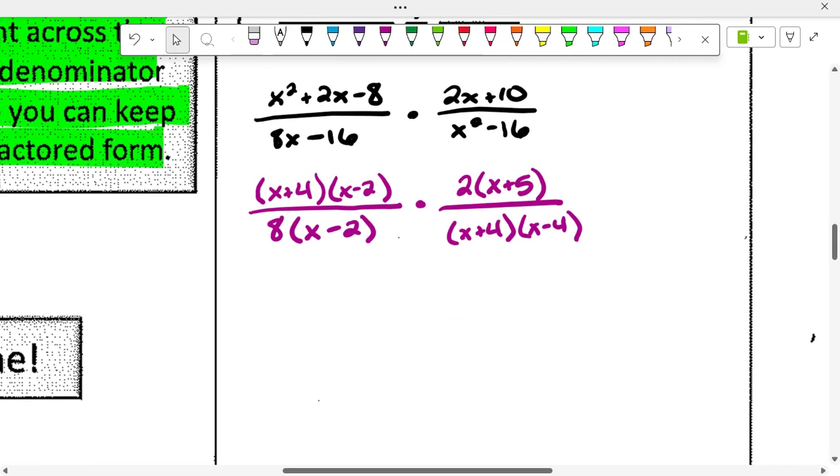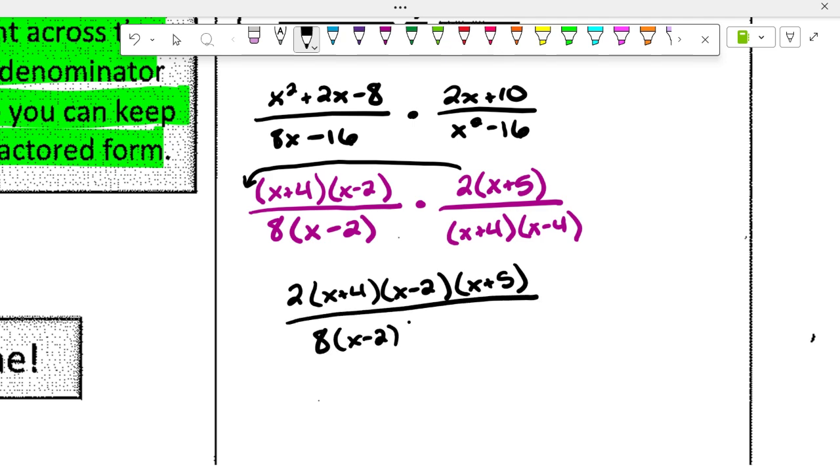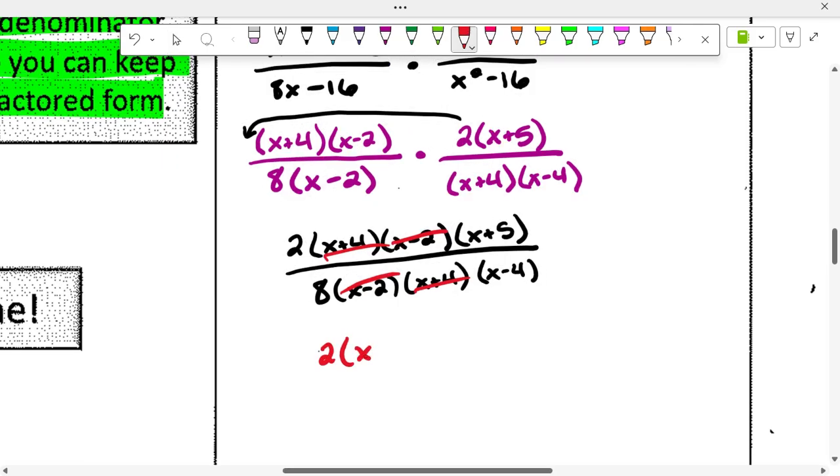So that's factored. Now I'm going to rewrite it so it's one fraction. I'm going to move this 2 to the front because it's a singular. So I have 2 times x plus 4 times x minus 2 times x plus 5 all over 8 times x minus 2 times x plus 4 times x minus 4. So what can I cross out? X minus 2's are gone. What else can I cross out? X plus 4. So I have 2 times x plus 5 over 8 times x minus 4.